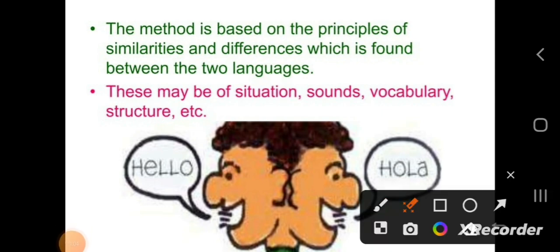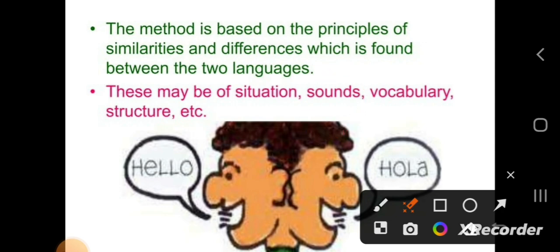Bilingual teaching. The method is based on the principle of similarities and differences which is found between the two languages. These may be of situation, sounds, vocabulary, structures, etc. In bilingual teaching, the method based on the principle of similarities and differences between languages involves several key elements. Number one, situational context. Teacher helps students understand how similar situations are described or handled in both languages, facilitating contextual learning and application.